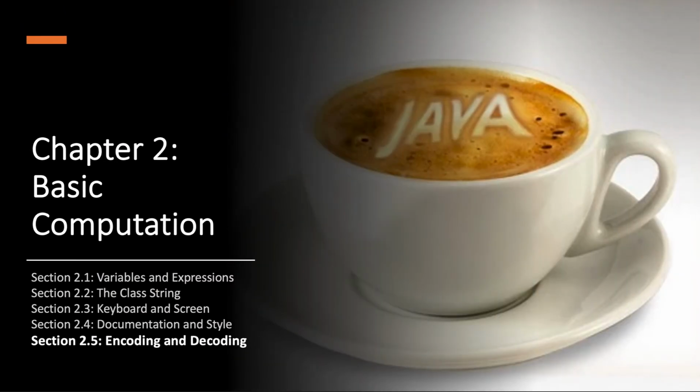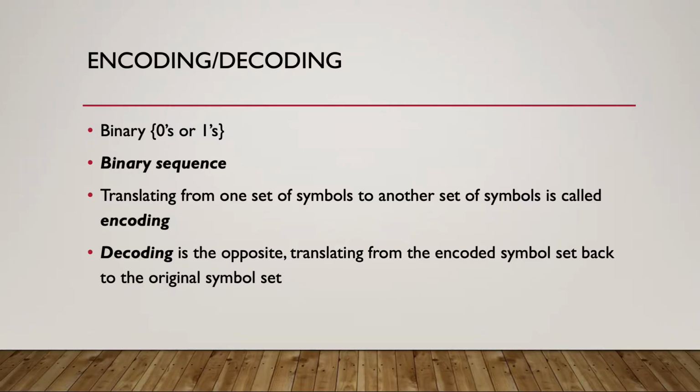This section is about binaries, encoding and decoding, ASCII, and Unicode. We want to learn about encoding and decoding. We already know that computers can only understand binaries, zeros or ones. The hardware and software running on your computer must translate everything into a finite binary sequence. Translating from one set of symbols to another set of symbols is called encoding. For example, ASCII to binary or integer to binary.